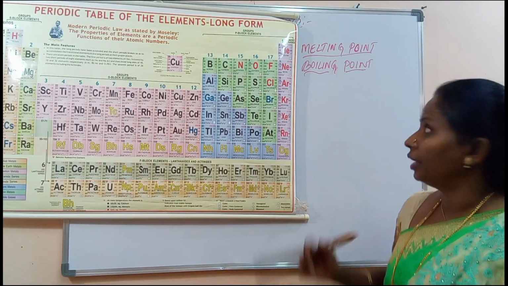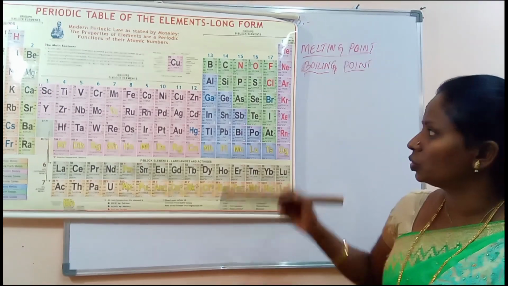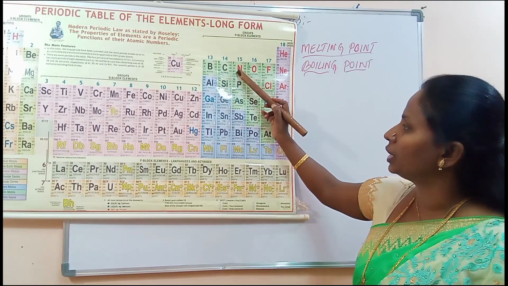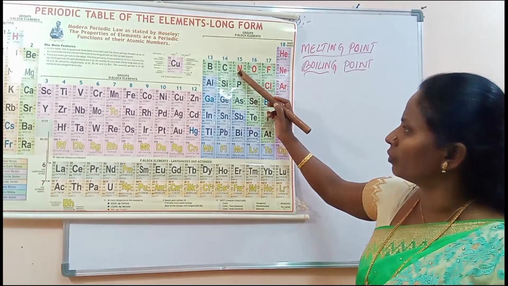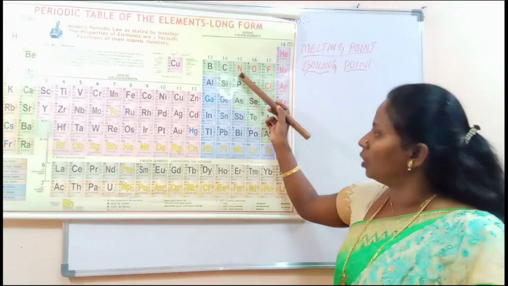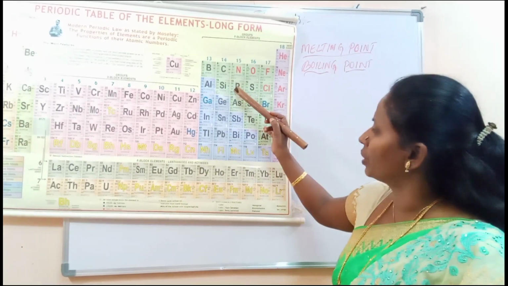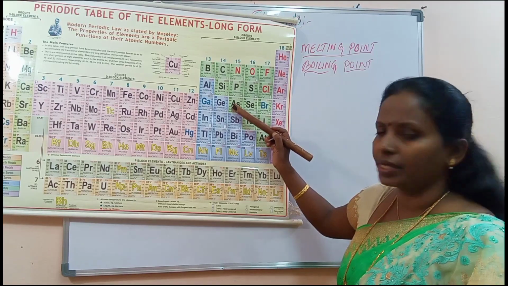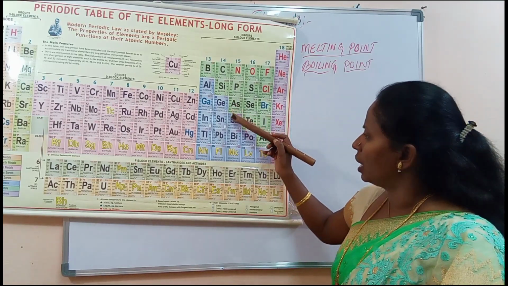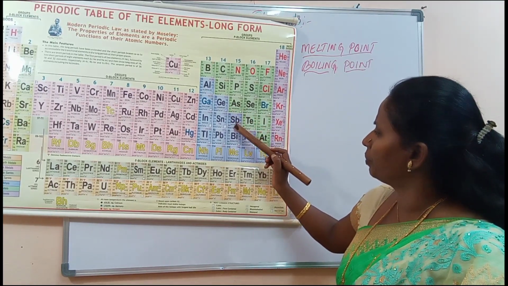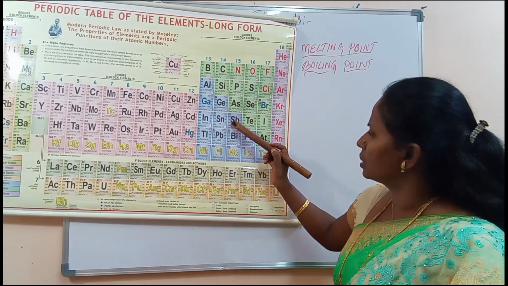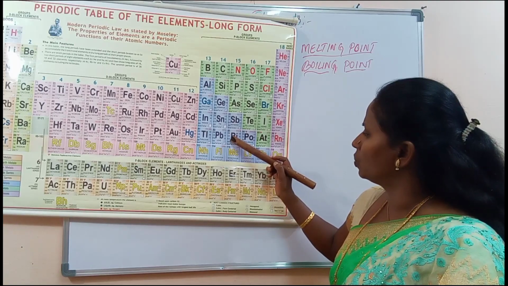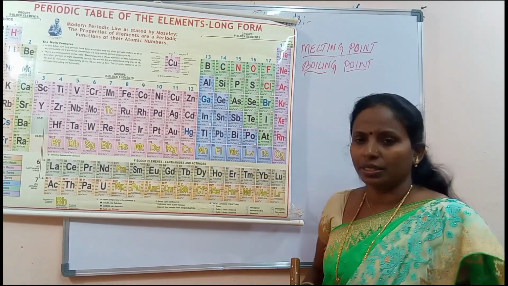So look here at the melting point and boiling point. This is the melting point of nitrogen, that is minus 209.71 degrees centigrade. Then for phosphorus it is 44.3 degrees centigrade. For arsenic it is 817 degrees centigrade. For antimony it is 630.89 degrees centigrade. For bismuth it is 271.5 degrees centigrade.